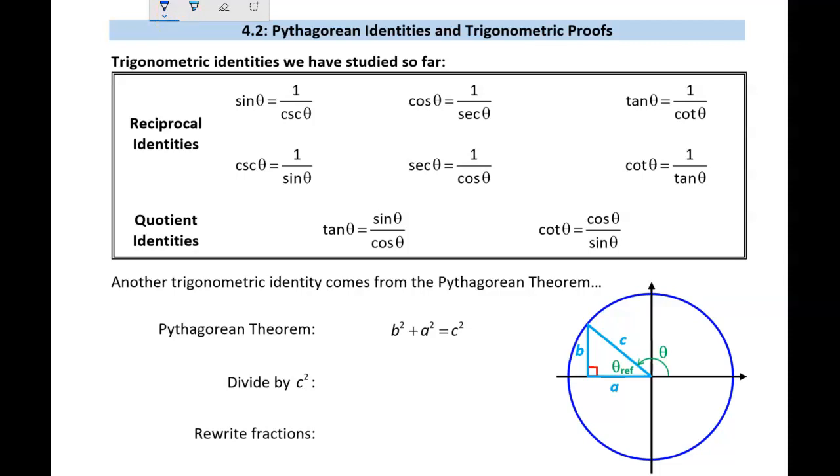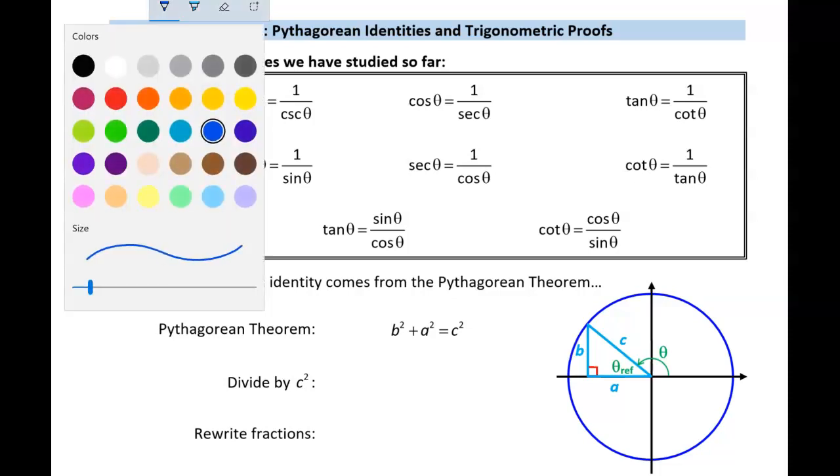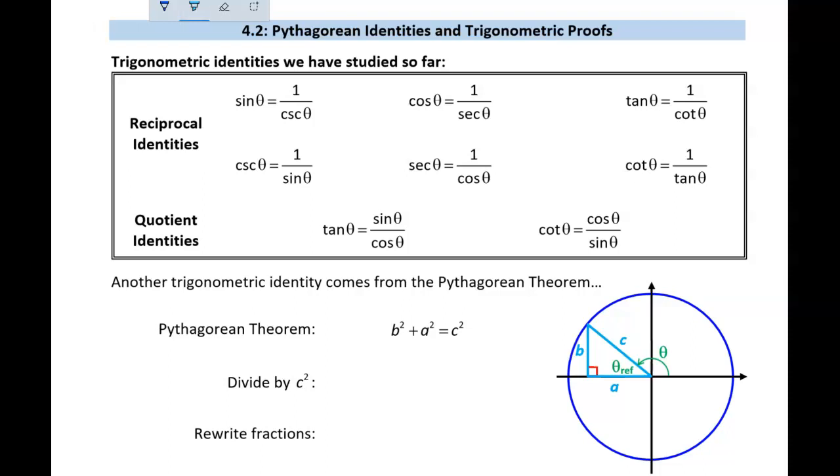All right, in this section, we're going to continue our study of identities, trig identities. And to start with, let's review the identities that we already know. So we were introduced to these three in the last section. These are the reciprocal identities.